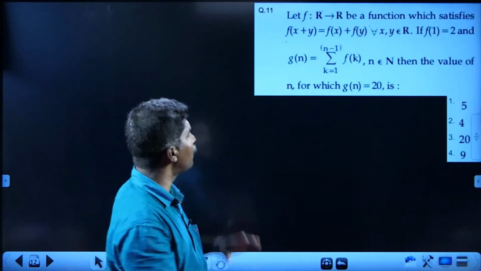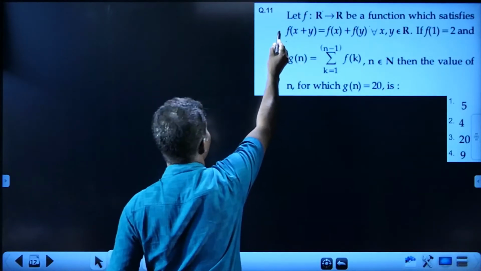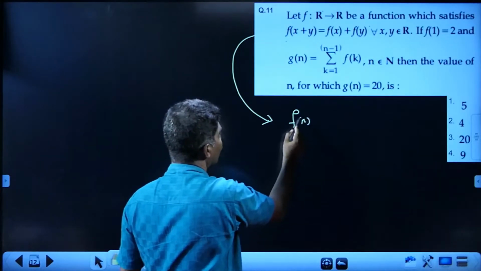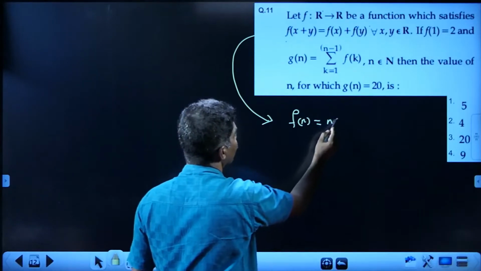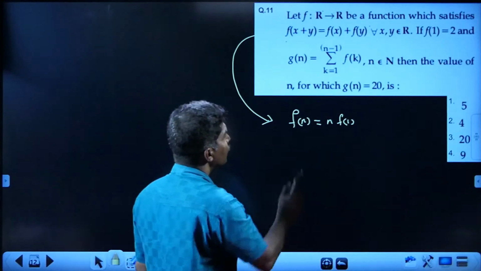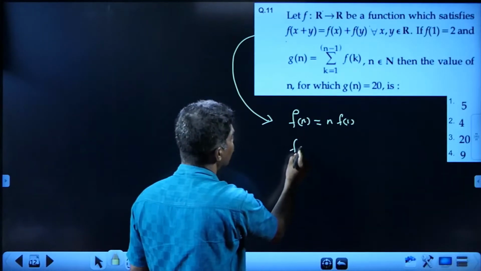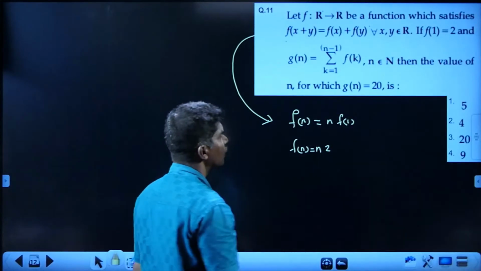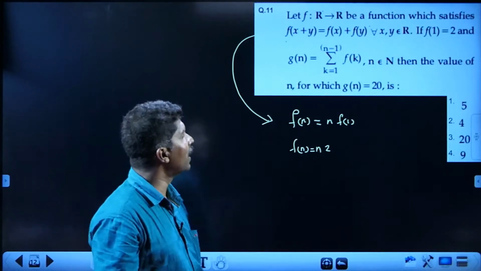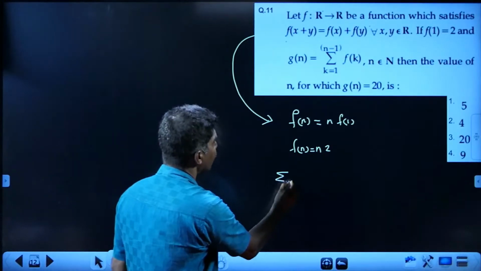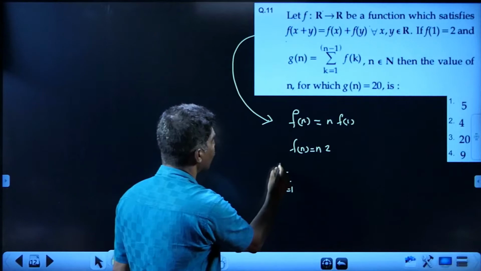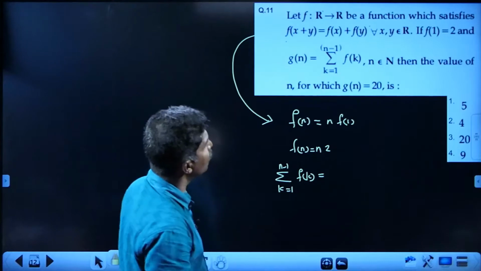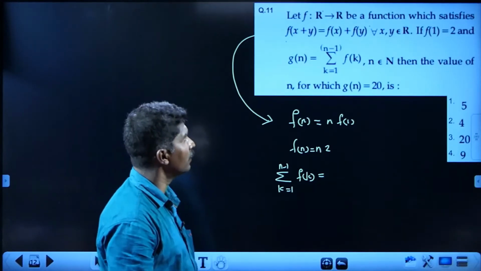Okay. If f of x plus y is equal to f of x plus f of y, then one result you can say is, what is your f of n? F of n is equal to n into f of 1. So here what I can say is f of n is equal to n into f of 1, which is equal to what? 2. F of 1 is equal to 2. Okay. Now the summation is what? Sigma k is equal to 1 to n minus 1 of f of k, that is equal to 20, it is given.